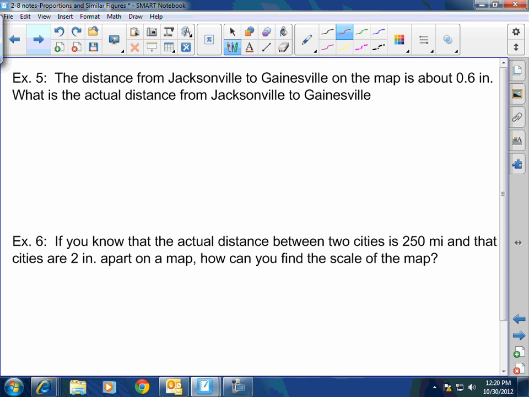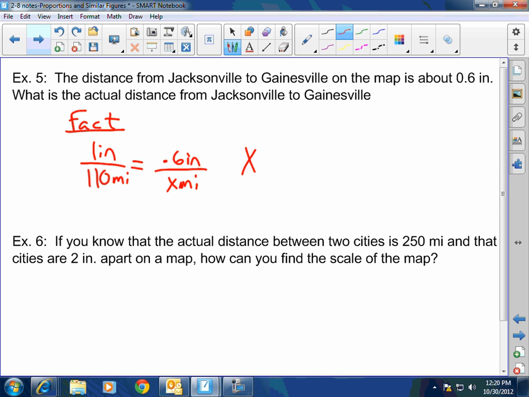Okay. Now, next. The distance from Jacksonville to Gainesville on a map is 0.6 inches. What is the actual distance? Well, they told us the fact was that 1 inch equals 110 miles. They gave me 0.6 inches, and I want to know how many actual miles that is. So I cross multiply. X is going to equal 110 times 0.6. 66 miles.